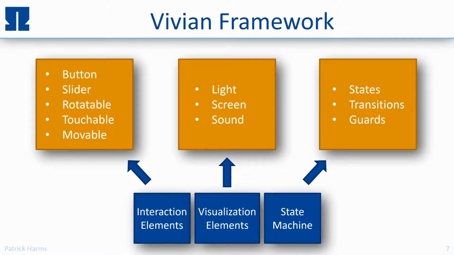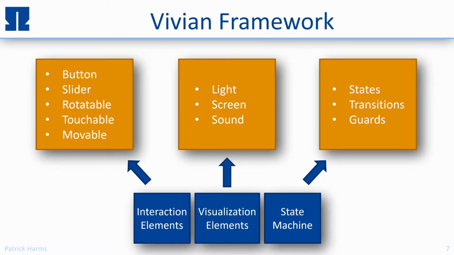A further type of transition is a timeout transition. This allows you to specify that a certain state change occurs after a certain time elapsed. And finally, we have the guards. These guards are quite important to specify that from one source state you can reach different destination states, depending on some kind of condition.